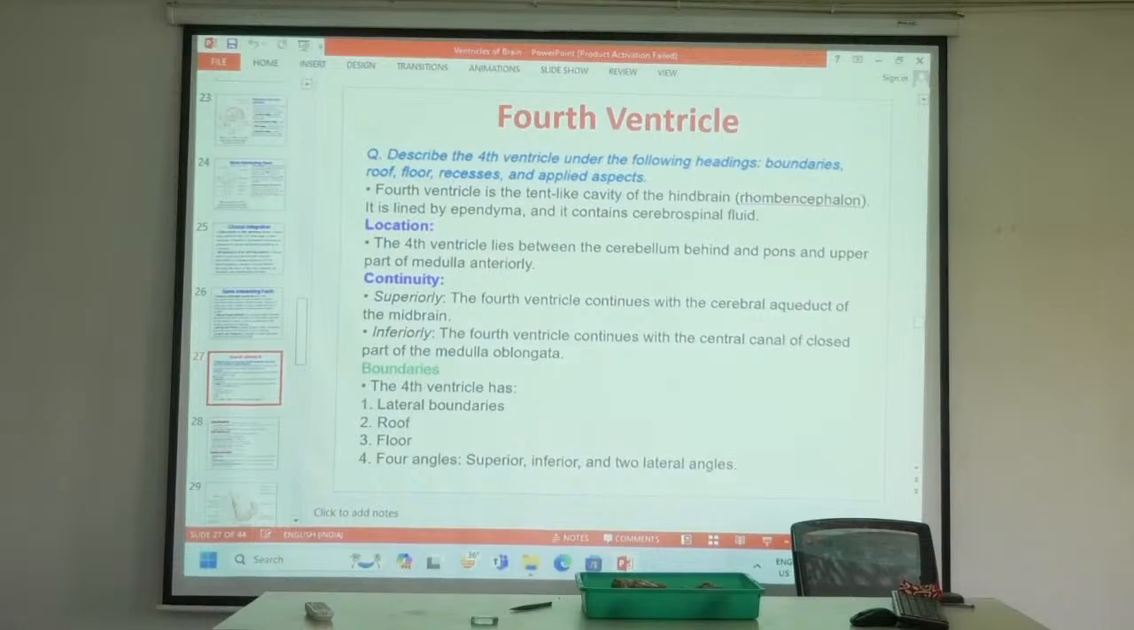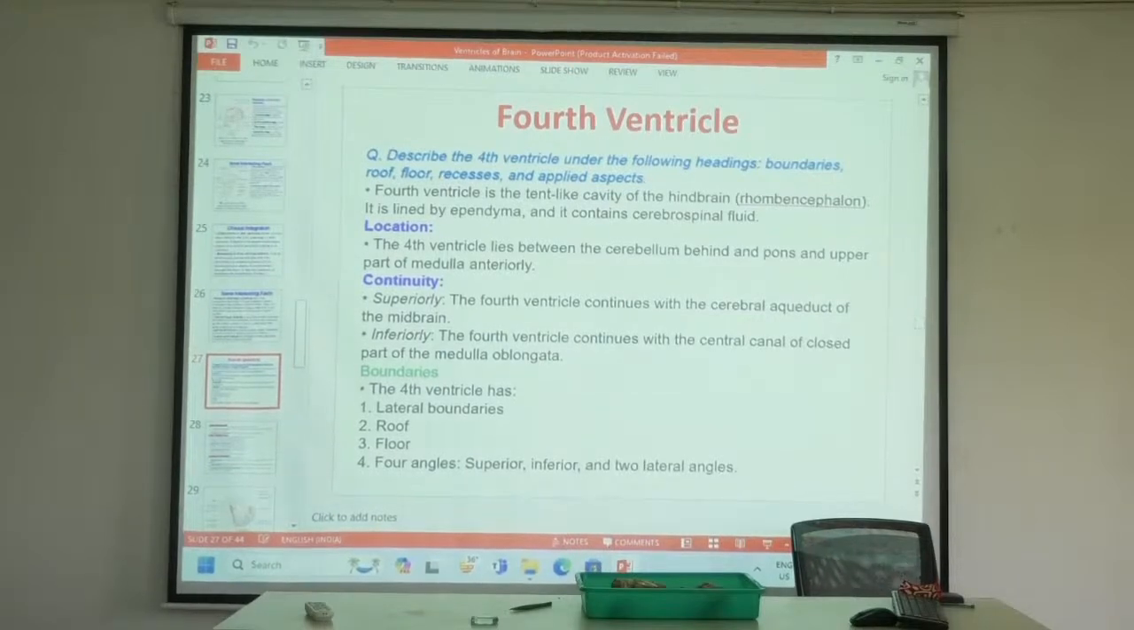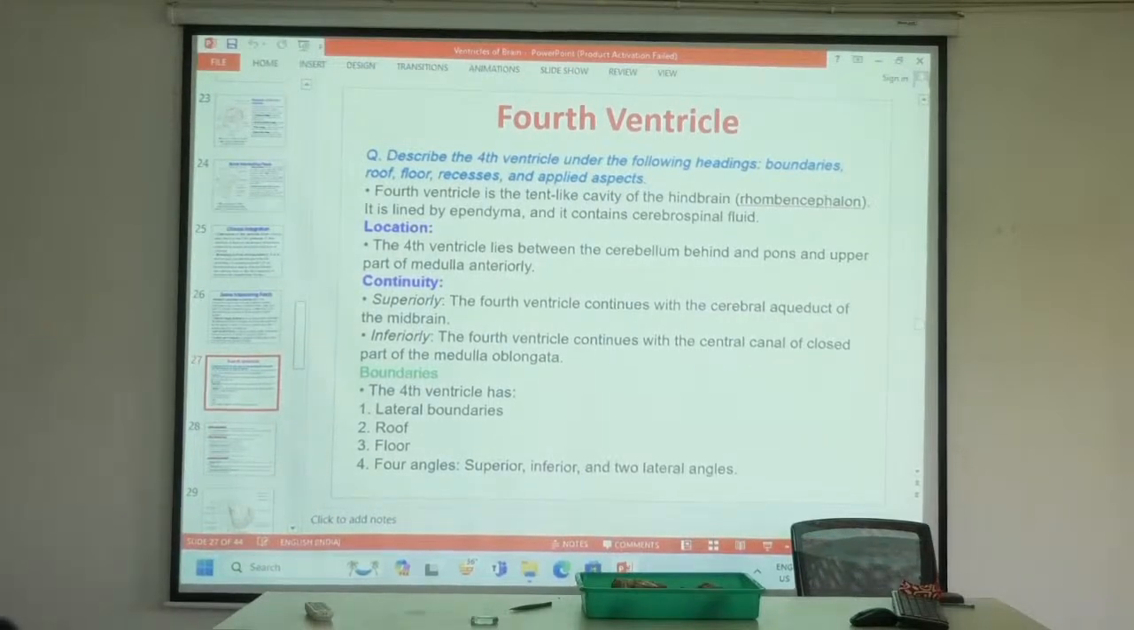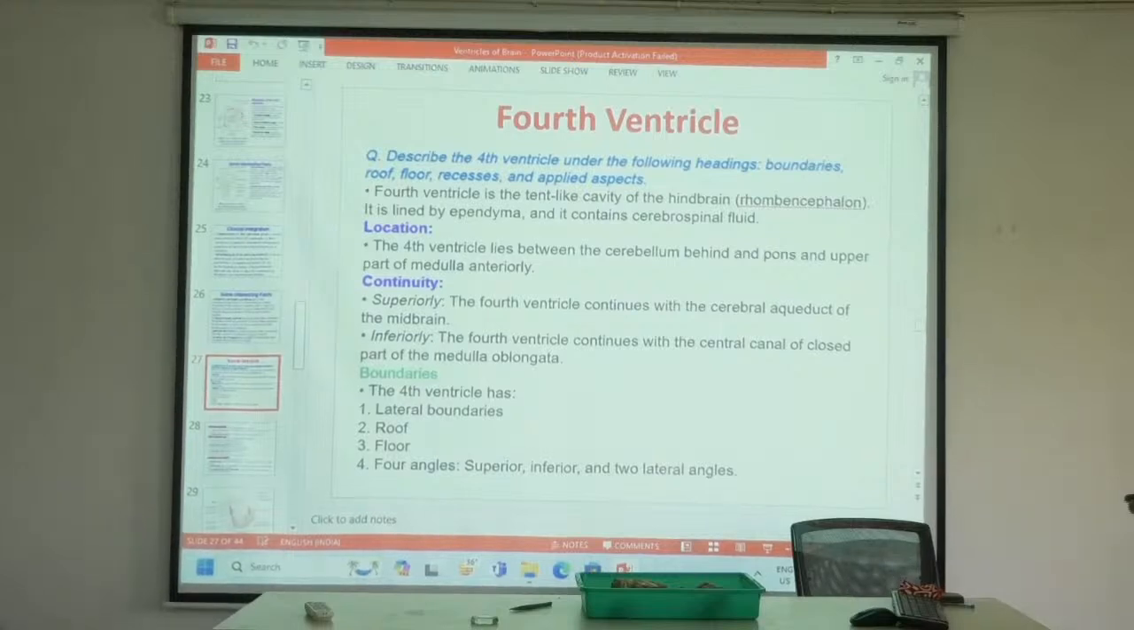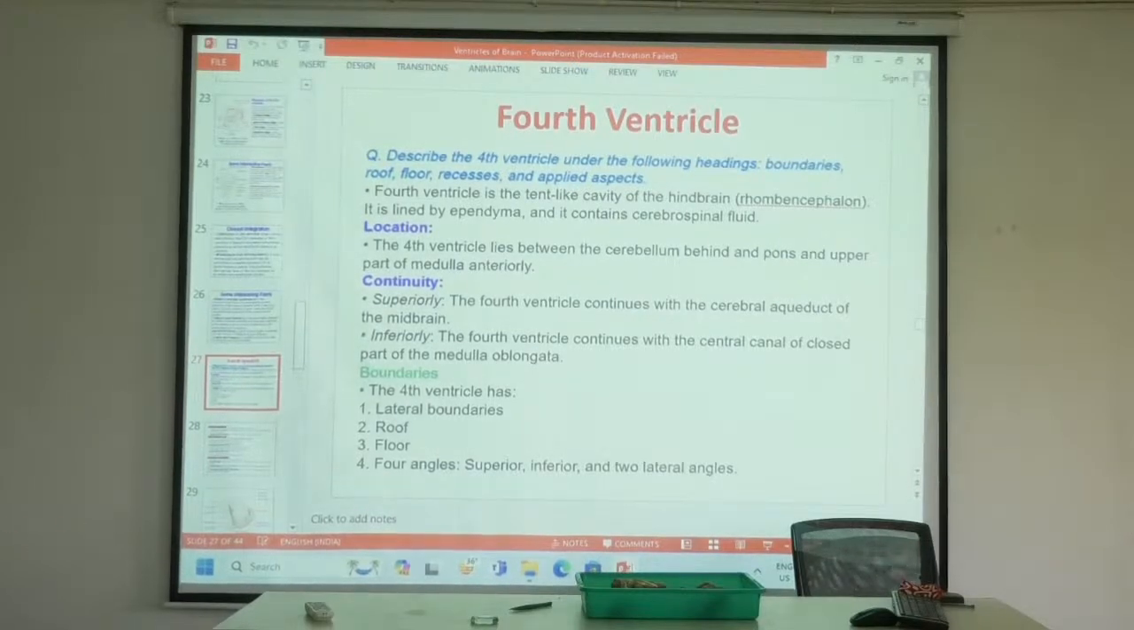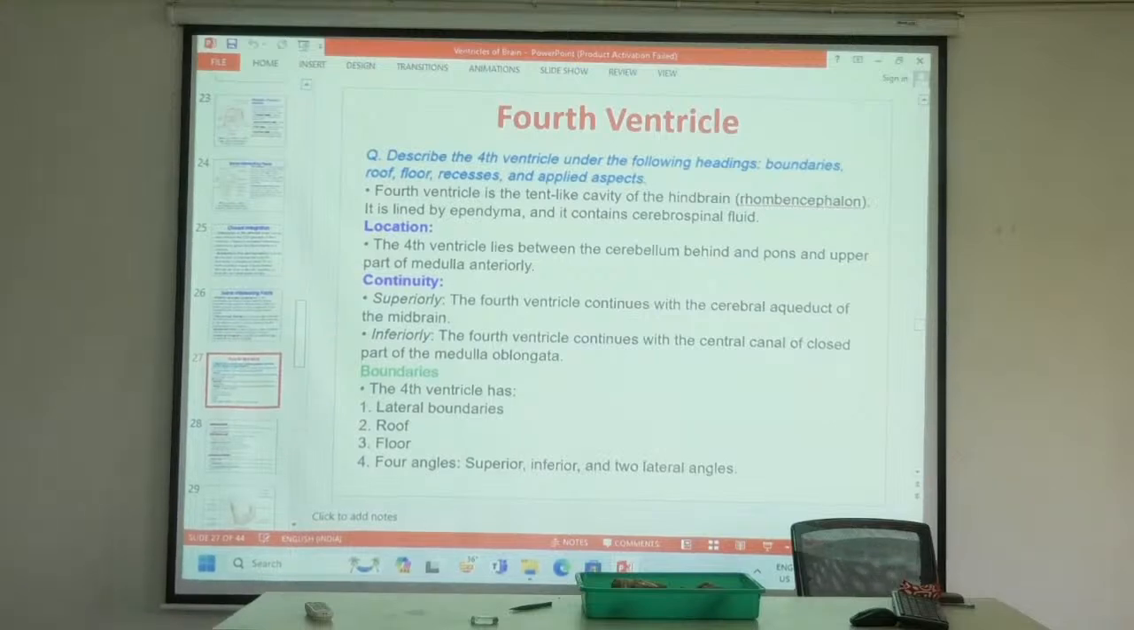The fourth ventricle continues with the cerebral aqueduct of the midbrain, and inferiorly the fourth ventricle continues with the central canal of the closed part of the medulla oblongata. So this is continuity superiorly and inferiorly. Next we go to the boundaries.